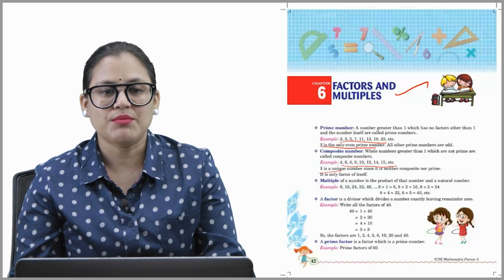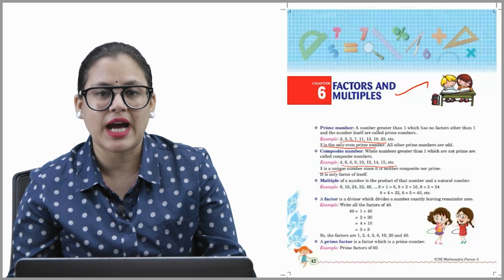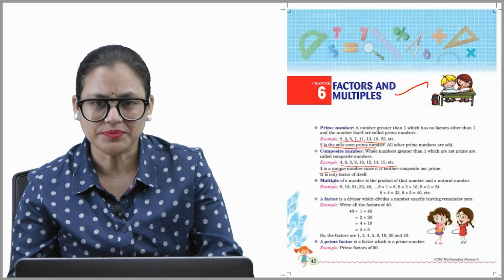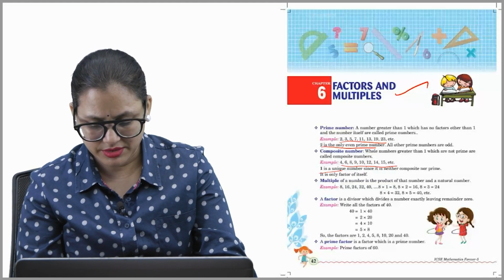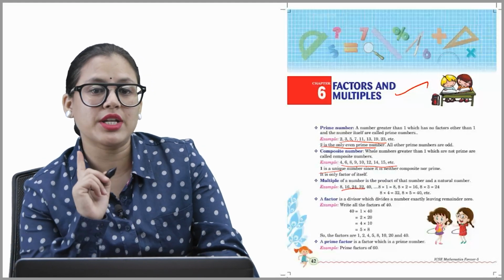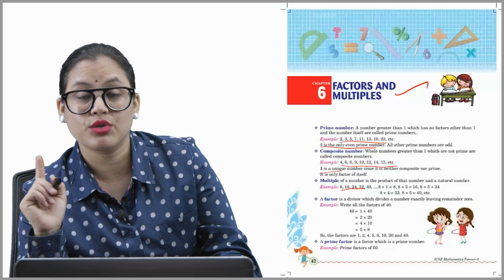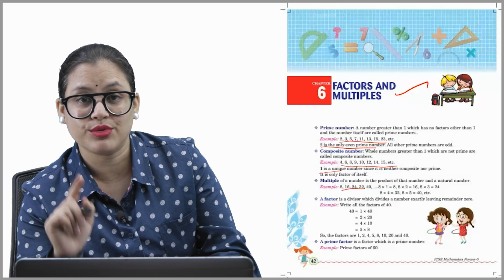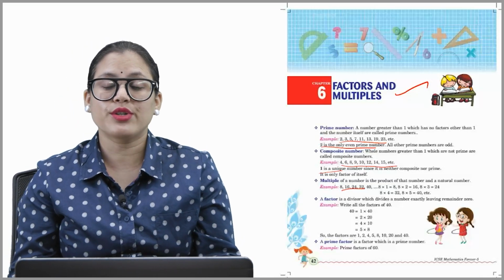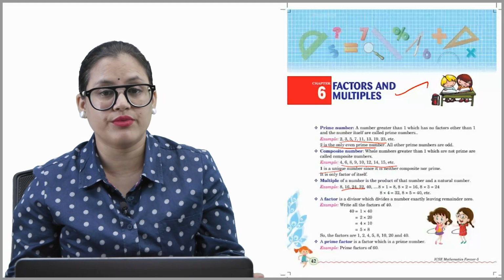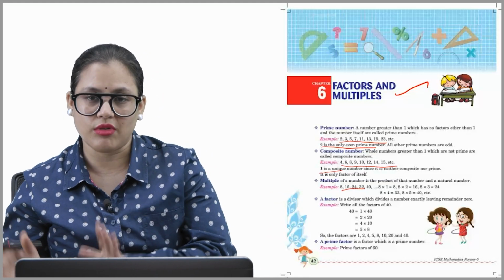Okay. Next, a multiple of a number is a product of that number and a natural number. Example, here are given: 8 into 1 is equal to 8, 8 into 2 is equal to 16, 8 into 3 is equal to 24, 8 into 4 is equal to 32 and 8 into 5 is equal to 40, and so on.